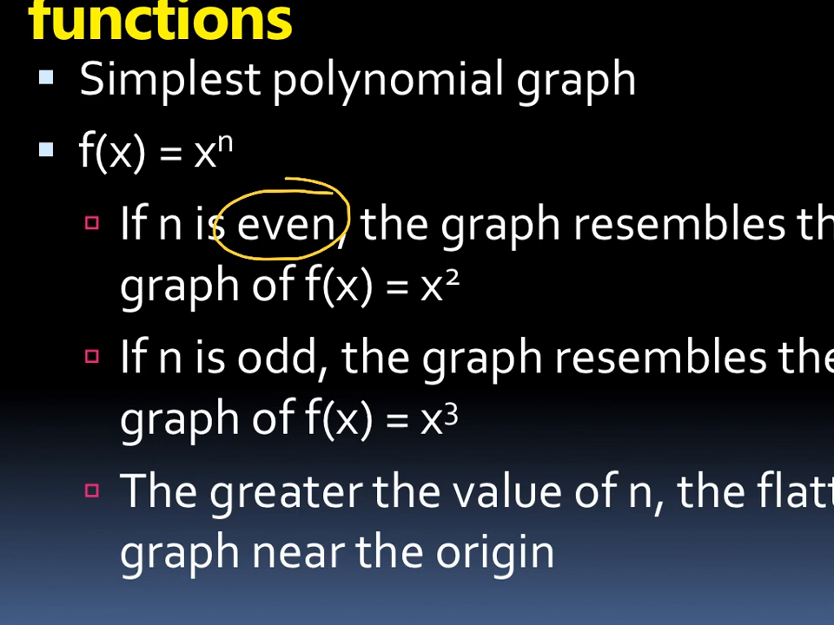If the highest exponent is an odd number, it's going to resemble that of a cubic function. Think about a cubic function or a line. They look something like this, right? Yes? Odd means the arrows are going in opposite directions. If it's positive, it's going to look like that. If it's negative, it's going to go this way. Think about a line. If a line is positive, it goes up. If a line is negative, it goes down.